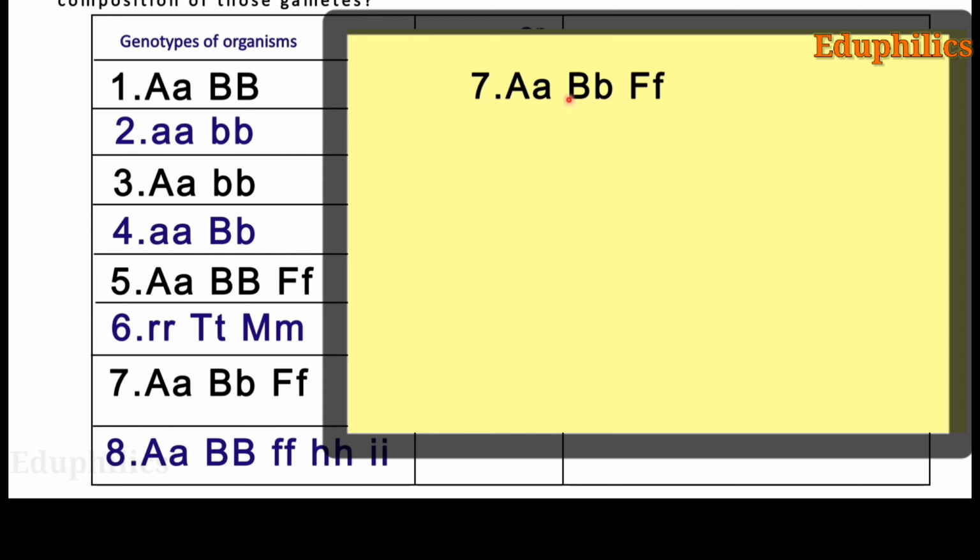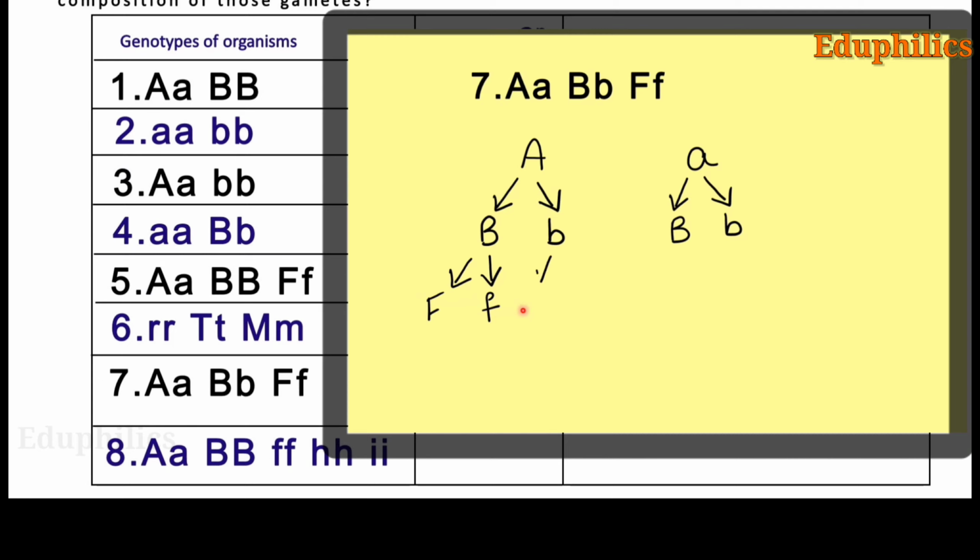Let's take the first pair of alleles, capital A and small a, and write them. In the second pair of alleles, capital B and small b are different. So 2 branches, capital B and small b. Here also capital B and small b. In the third pair also 2 different alleles are present. So 2 branches again, capital F and small f. Here also capital F and small f.